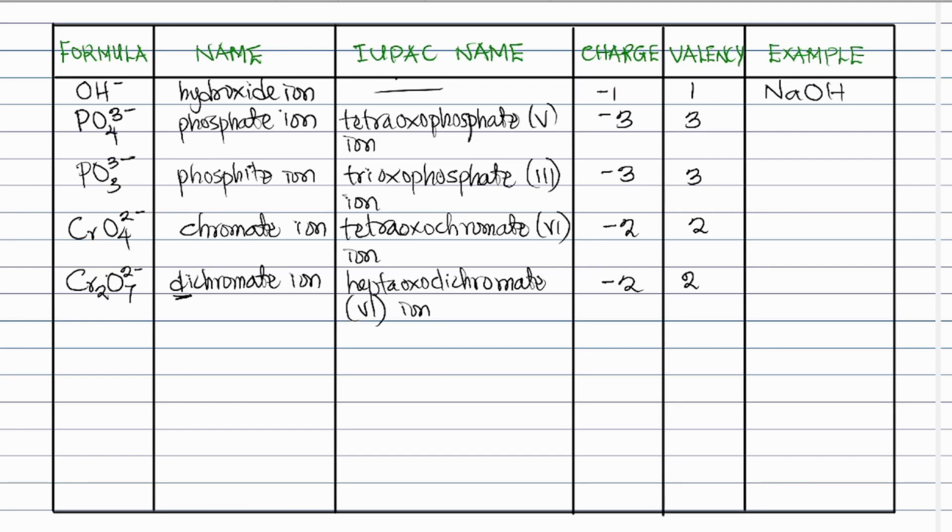Our next example, we look at the cyanide ion. That is the CN-. The IUPAC name is the same thing, cyanide ion. It has a charge of -1 and a valency of 1.